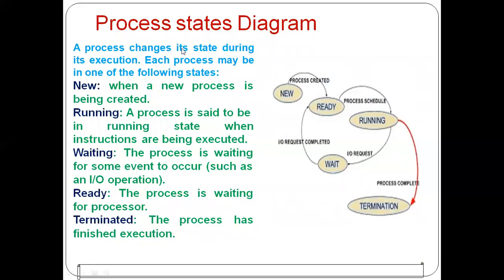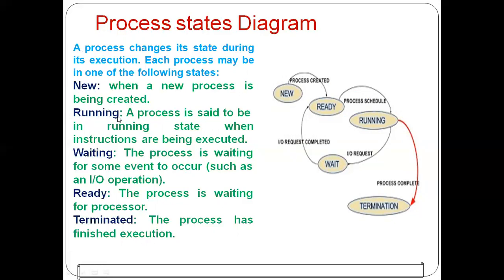Now the process state diagram is here. I have tried to make you understand. A process changes its state during its execution. Each process may be in one of the following states. See here, first, new. What is a new process? When a new process is being created.